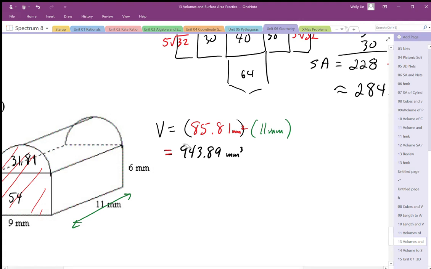If you're getting like 2,000 or something like that, that's wrong. But if you're only off by a little bit, getting like 945, okay, that's perfectly within reason. Okay, so there's my volume.